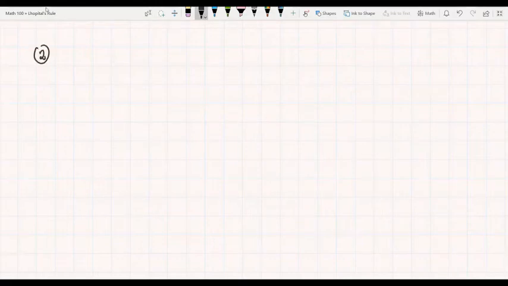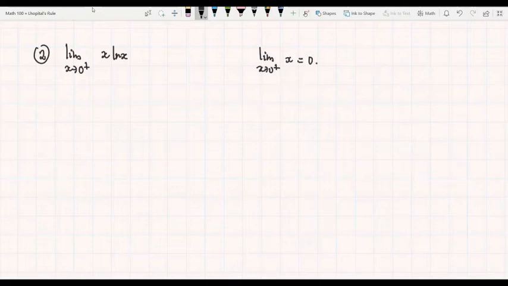So here we want to get the limit as x goes to 0 plus of x ln x. So here we have a product of two functions. So checking the form, we have first the limit as x goes to 0 plus of the first factor, which is x. So obviously this is 0. And then for the second factor, we have the limit as x goes to 0 plus of ln x.